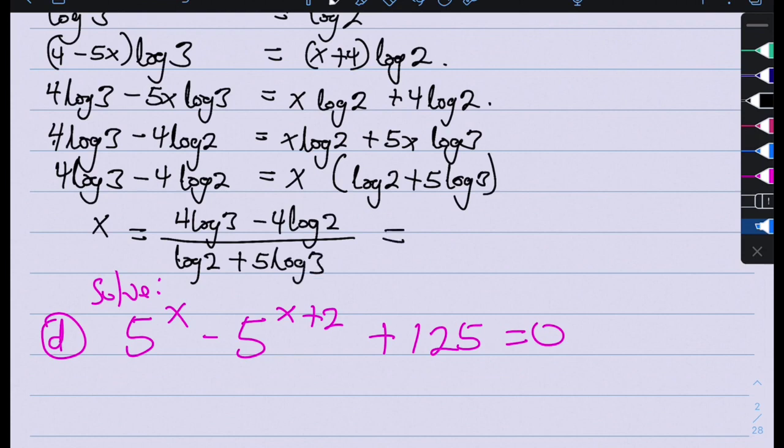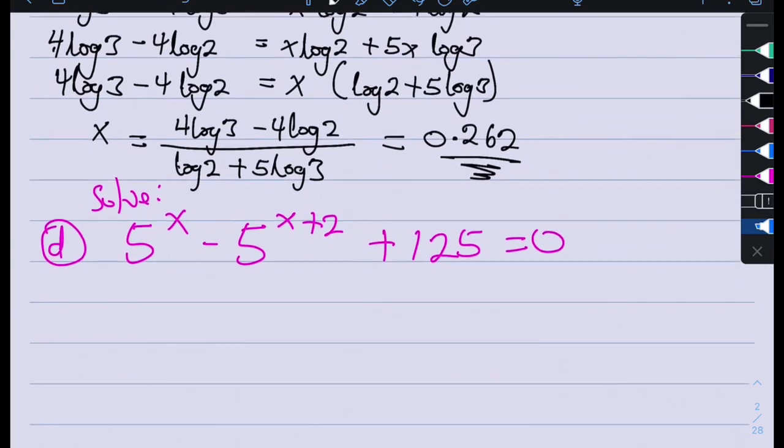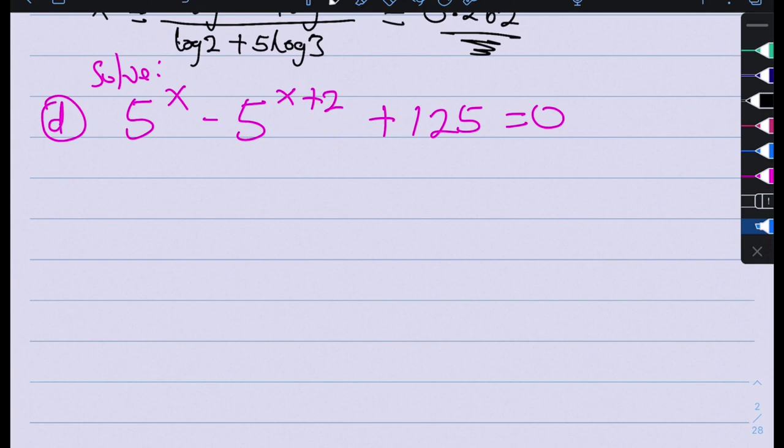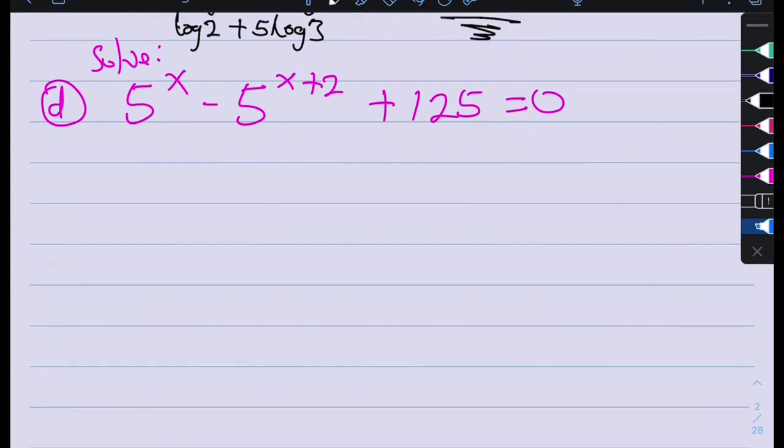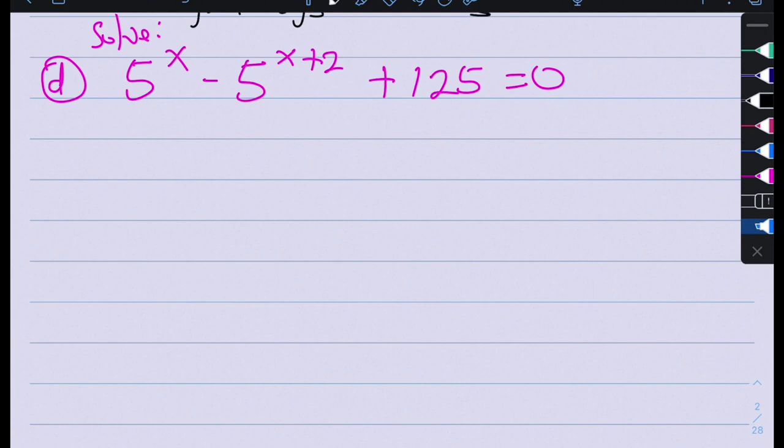Right, so now let's put this whole thing on the calculator. And when we do that, the calculator says the answer is 0.262. All right, so that is the correct answer. All right, how about when you see a question like this particular one? 5 to the power x minus 5 to the power x plus 2 and plus 125. Well, this one you can't just take the log of both sides like what we've been doing.